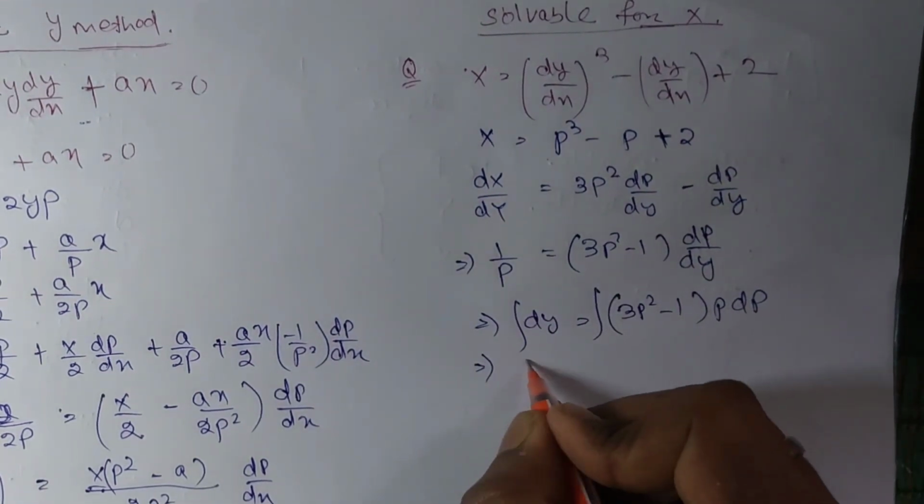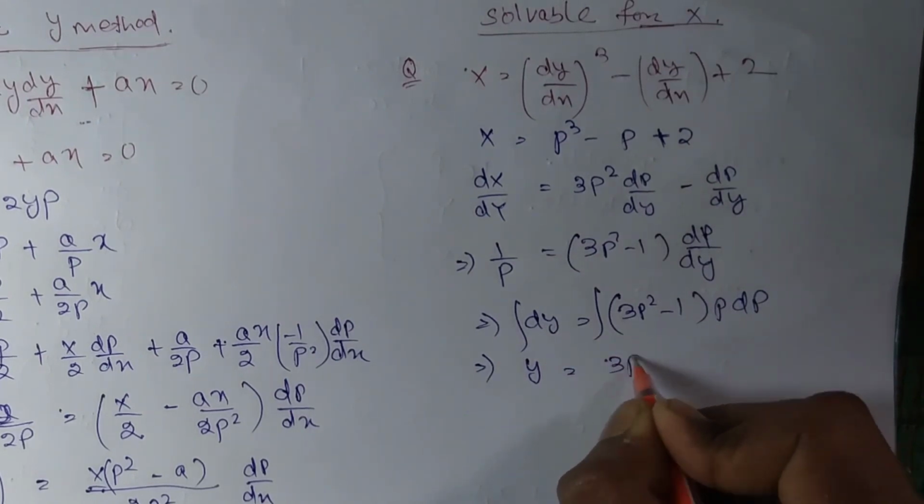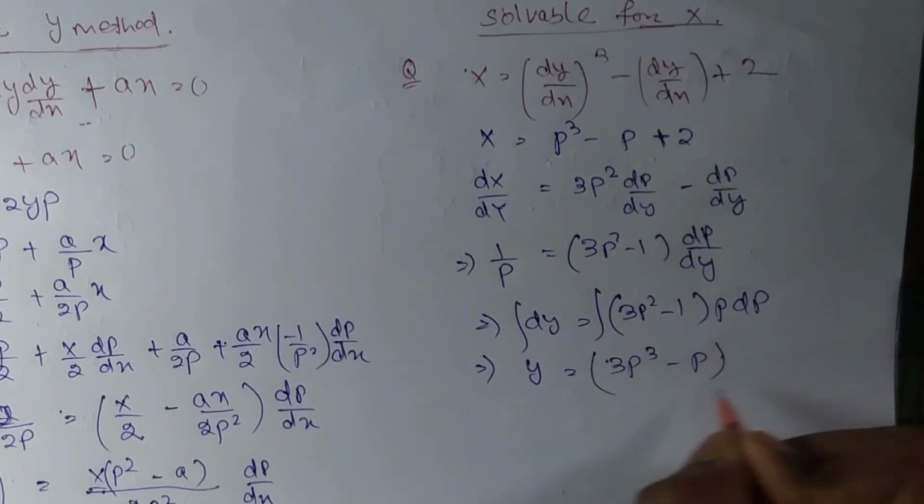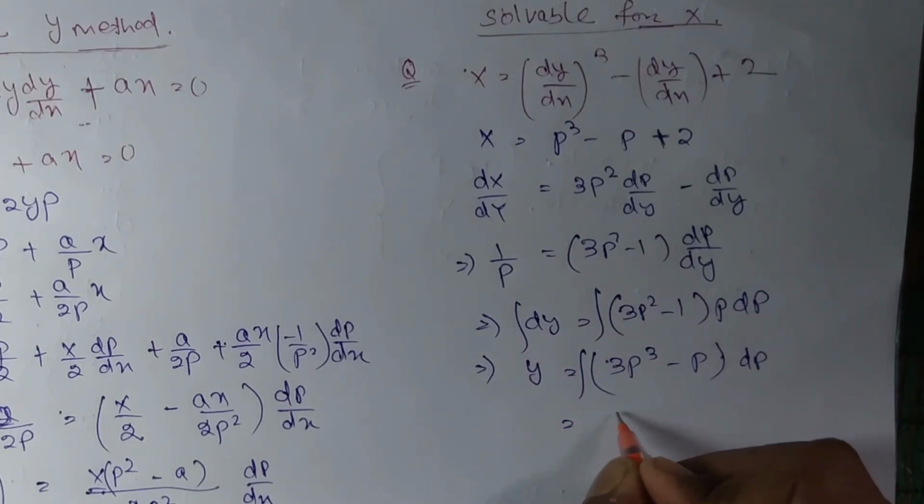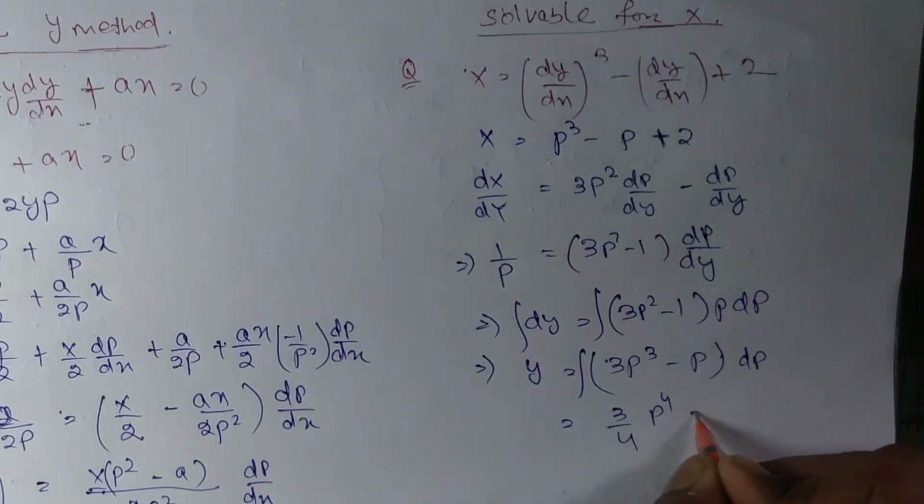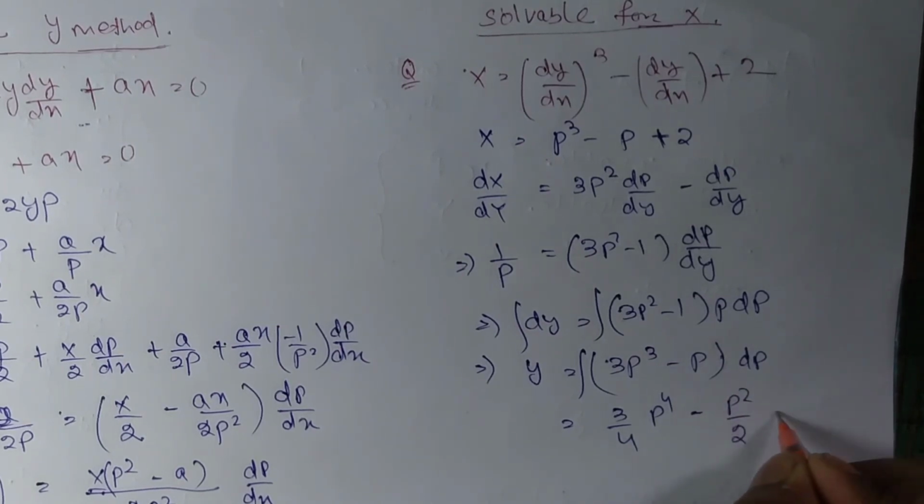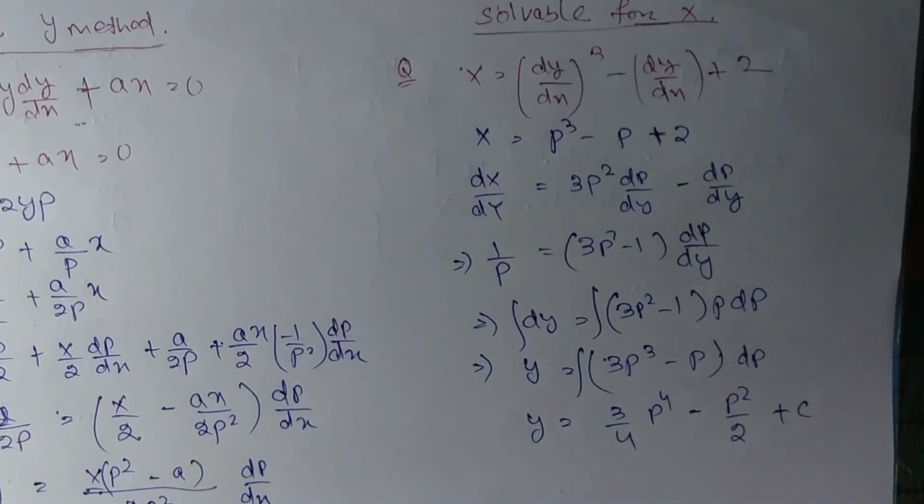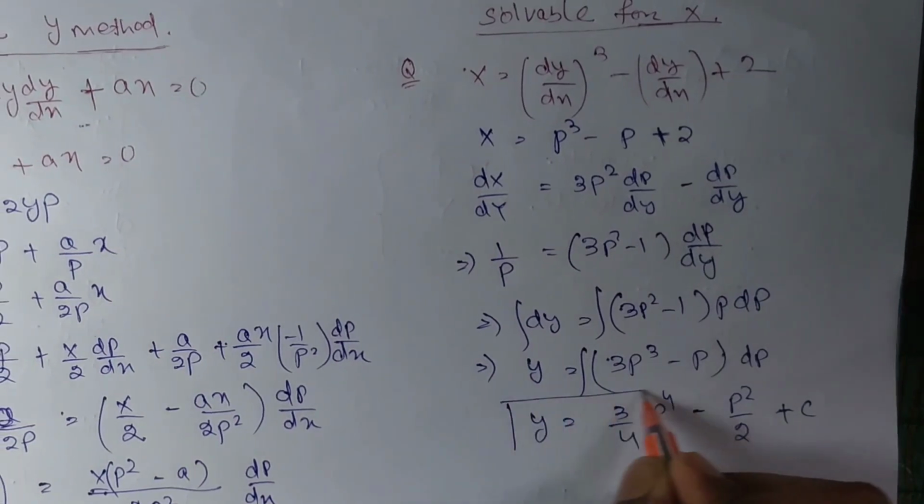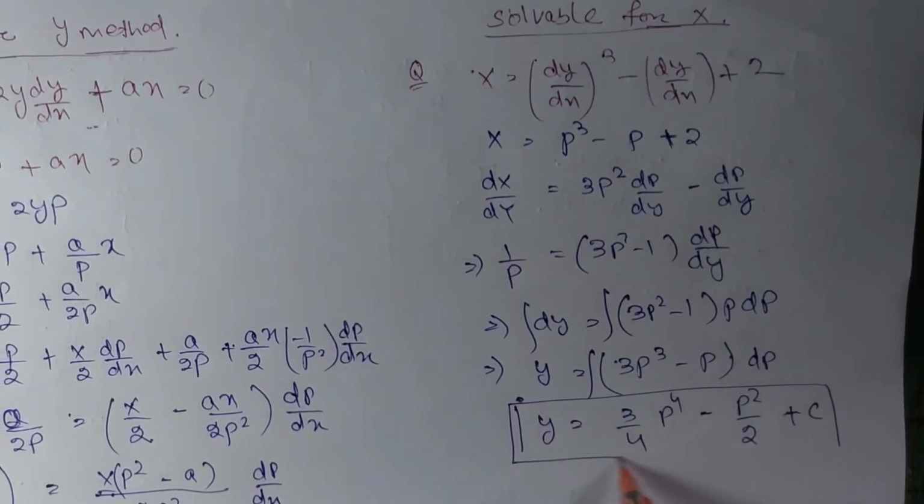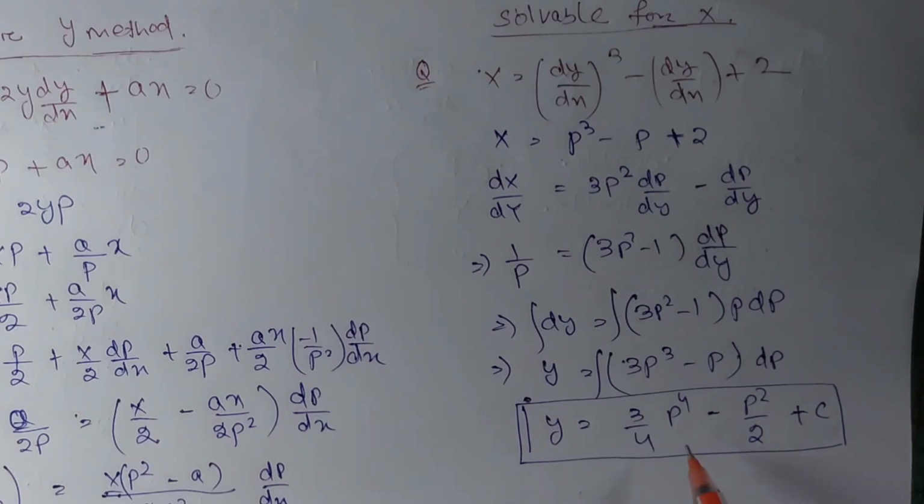So what we get is y equals the integral of (3p cube minus p) dp, which equals 3 by 4 p fourth minus p square by 2 plus some constant c. So this is the solution, and if you put the value p equals dy by dx and solve further, you get the exact form of the solution in terms of x. Here we get the solution of this differential equation in terms of p.